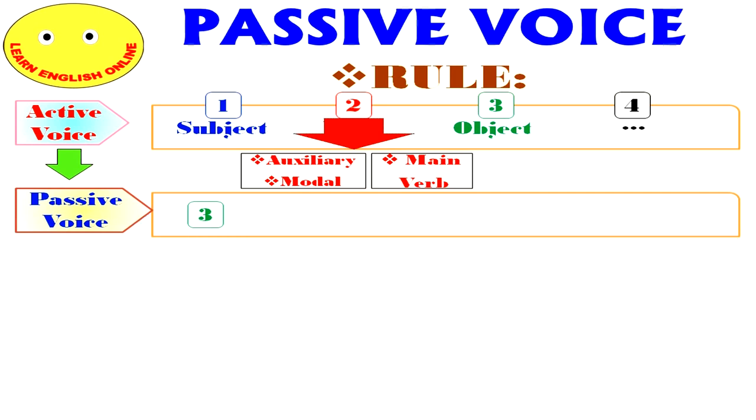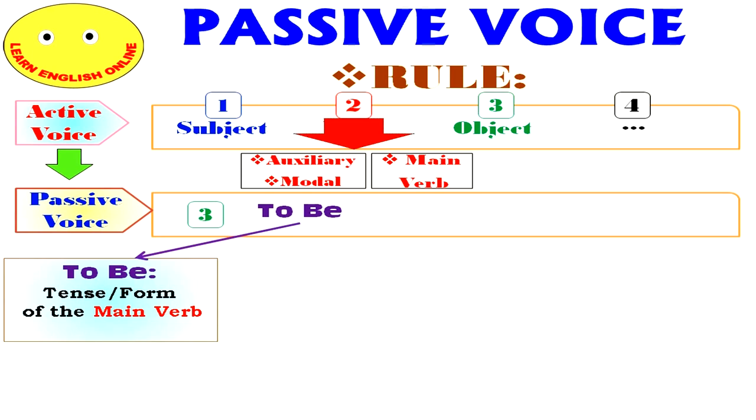Now let's finish the rule of the passive voice. So after part number 3, we need to use the verb to be, which is very important too in the passive voice. The verb to be doesn't have one form. It changes depending on the tense or form of the main verb in part number 2 in the sentence in the active voice.